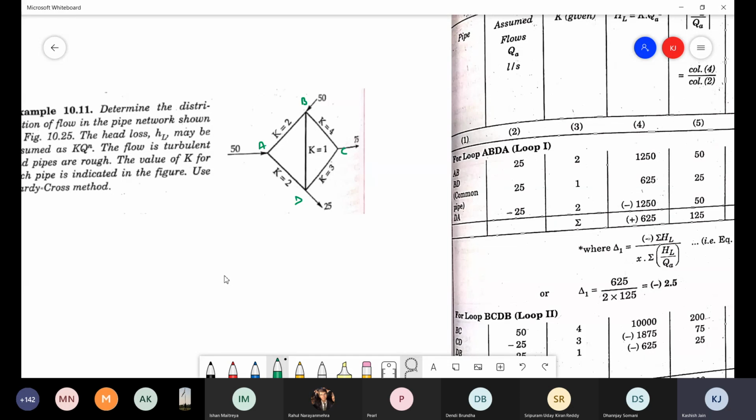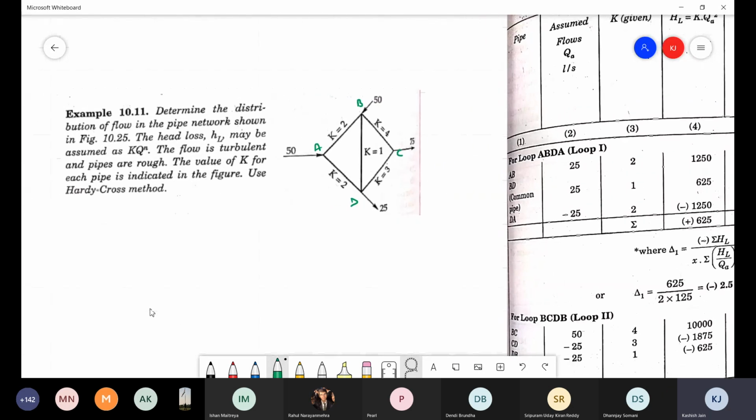But in most of the cases you are not given the units, they directly give you the values. So let's say 50 meters cube per second. I'm assuming the unit is meters cube per second. So 50 units of water are coming from here.